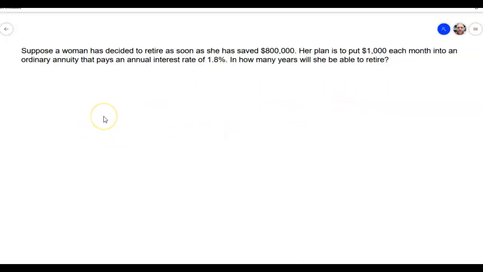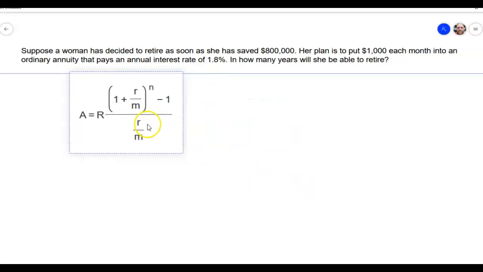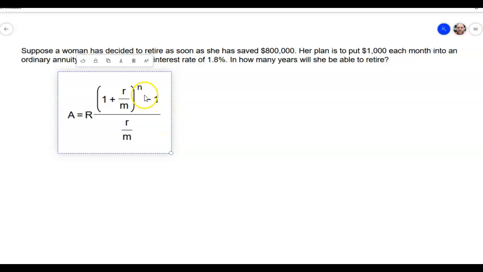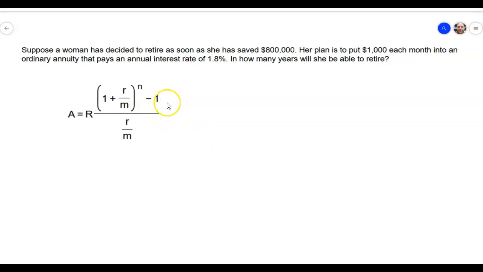All right, so remember, we are going to use this formula here. And we're going to be solving for n. N is actually going to give us the total periods, and then we'll see what we need to do with that n once we get it. But let's go ahead and put everything else in here. So this is going to be the accumulated amount, which is 800,000.